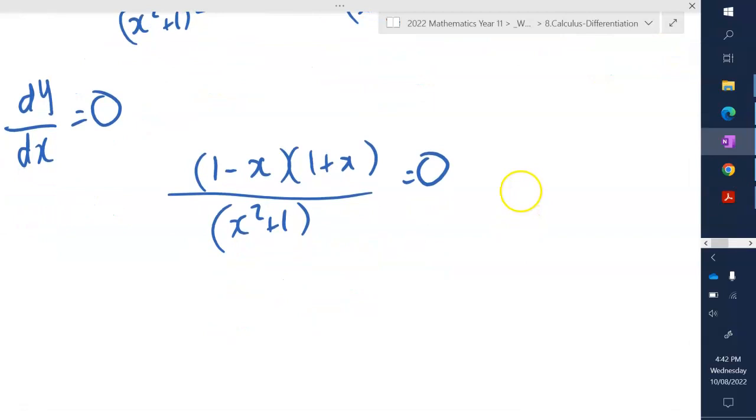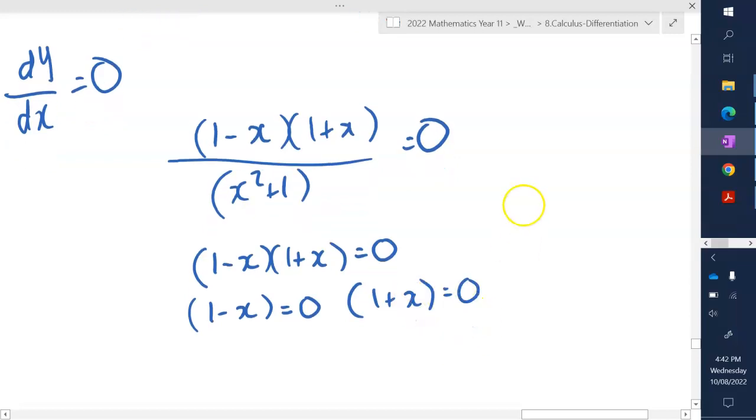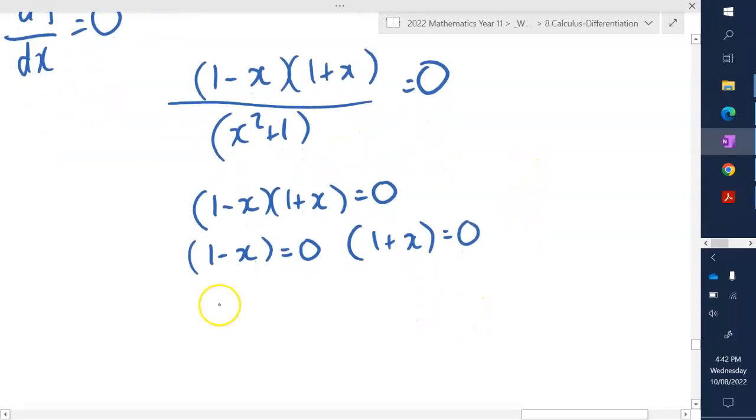So you guys do that. What your next step will look like is you will end up with 1 minus x, 1 plus x equals 0. We then set each bracket to 0, like we should be very comfortable with doing now. Okay, that is the roots of a quadratic equation. And I'll end up with x is equal to 1, or 1 is equal to x. And I'll end up with x is equal to minus 1. And they're our solutions for where our derivative is equal to 0.